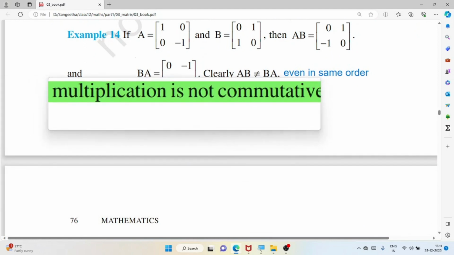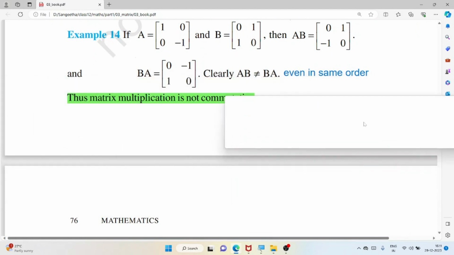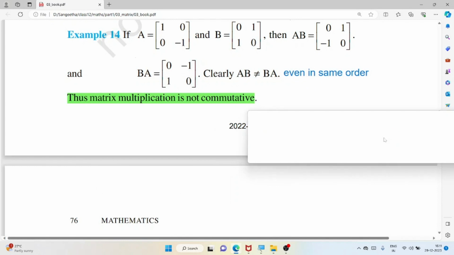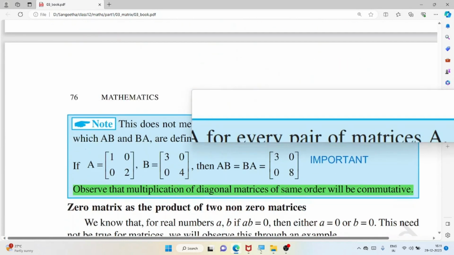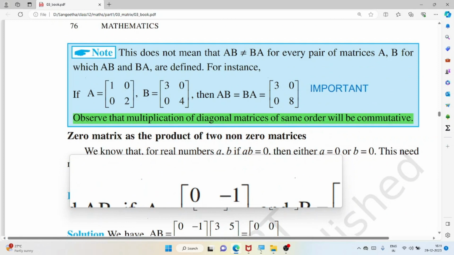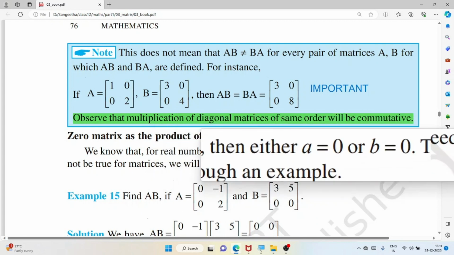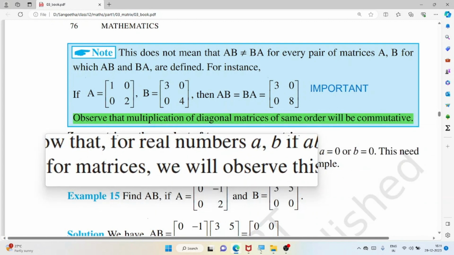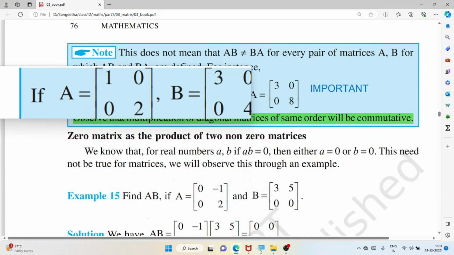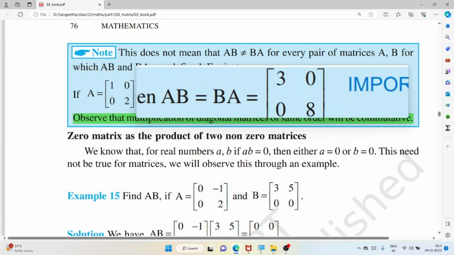That is, matrix multiplication is not commutative. Addition is commutative, multiplication is not commutative. See, AB is not equal to BA. It does not mean this for every pair of matrices. For this matrix, AB is equal to BA.